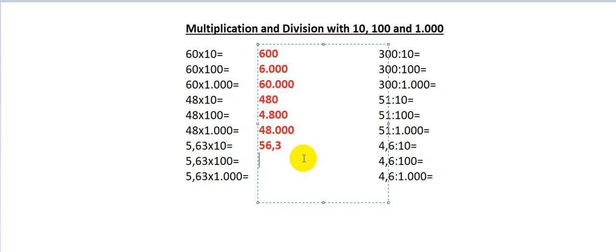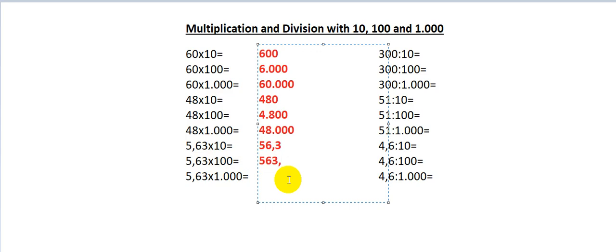In the next multiplication, I have to do 5.63 times 100. That means the decimal point needs to move 2 places to the right. So 563. Why? Because one place skips the 6, the other place skips the 3, and the decimal point would come here.